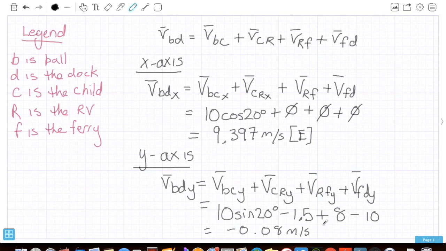So from someone's point of view on the dock, if they could see through the boat as if it was made of glass, they would see that the ball has an eastward motion of 9.4-ish meters per second east, and a northward motion of negative 0.08 meters per second, or south. So this ball looks mainly like it's going to the east. We can finish this off by taking the Pythagorean theorem of these two numbers.